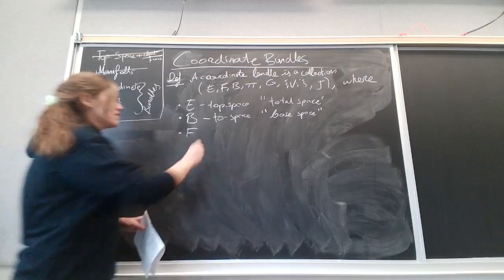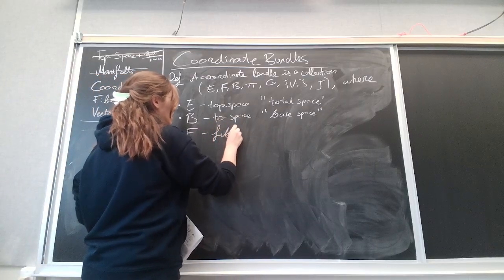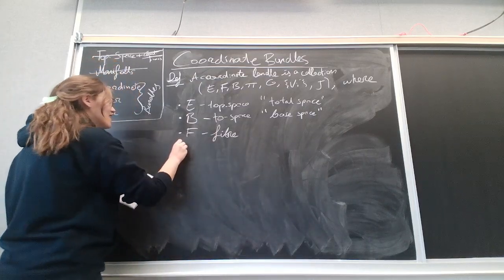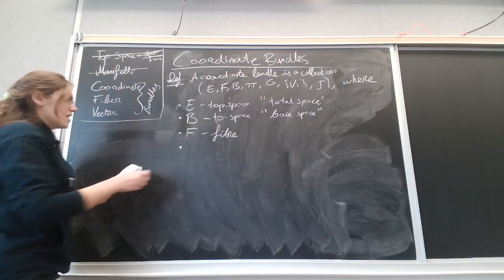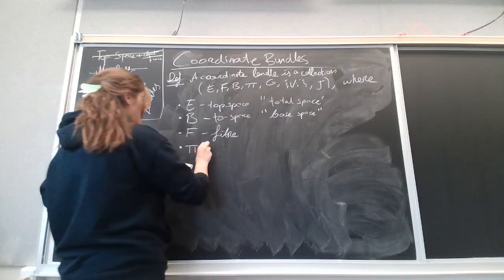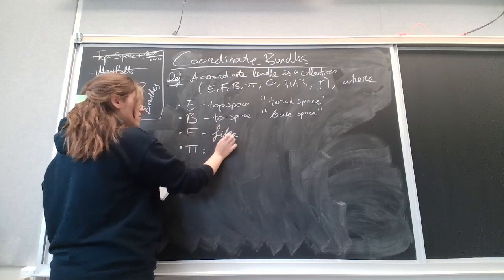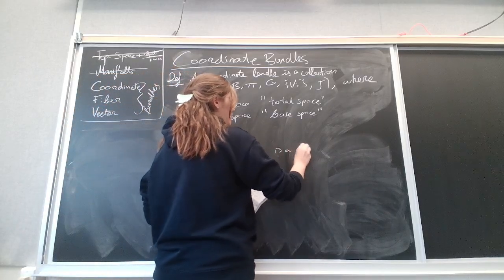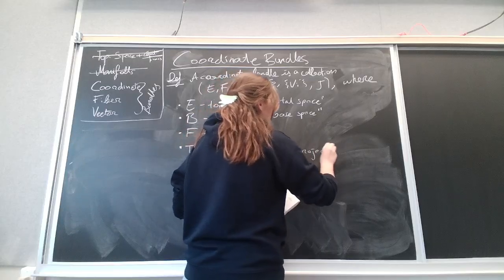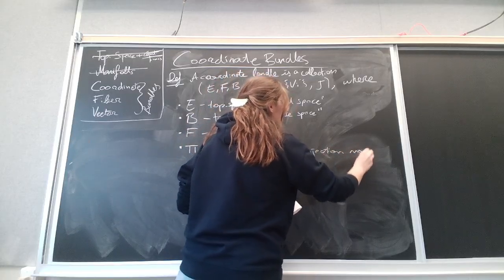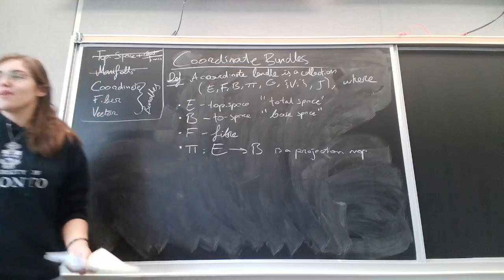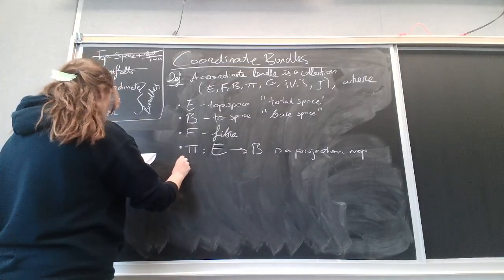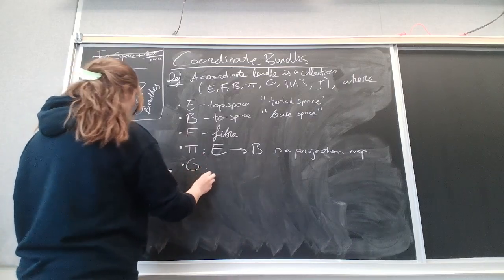F is something called the fiber, which is also a topological space. P is a projection map from E to B, a projection map in the usual sense, coming from a set to another set. We each have also topologies, but who cares? G is a topological group.